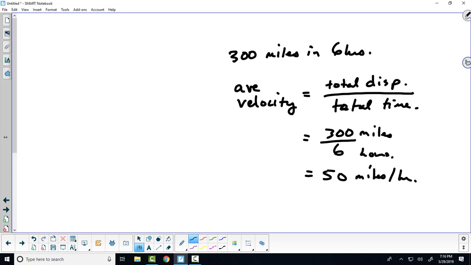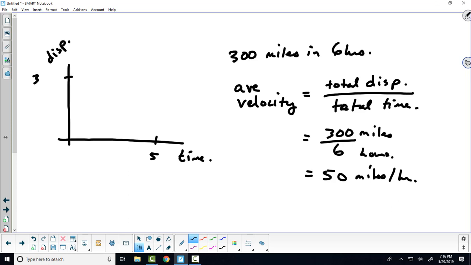Okay? Well, I'd like to look at this problem just a little bit differently for just a second. Let's go ahead and graph our time on the independent axis and our displacement on the y-axis. So at some point after it's been 5 hours, we've traveled a distance of 300 miles. So we're up here. This is the ordered pair 5, 300. And where did we start? Well, we started here with a time of 0 hours. We started the stopwatch at 0, and we started at a distance of 0 miles.